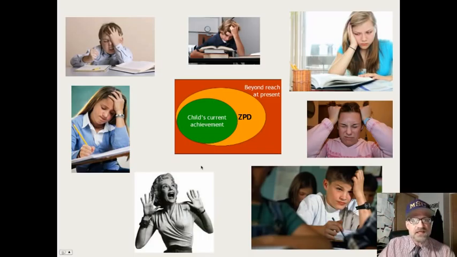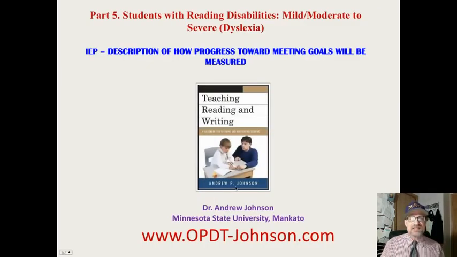Keep things proximal. Do not frustrate students. Find their current level, get just a little ahead so that they can reach those goals. This is the end of part 4. Part 5 will be looking at description of how progress towards meeting goals will be measured.